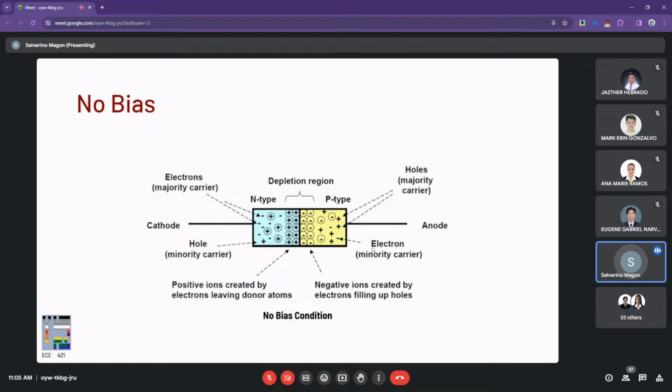So in a no bias condition, this is essentially the default setting. Much of the principles here in the formation of the junction and the depletion region have been covered in earlier discussions. Again, in the default or the no bias condition, the majority carriers from the p-type have migrated to the other side, and the same thing happens for the majority carriers of the n-type material, which migrate to the p-type side.